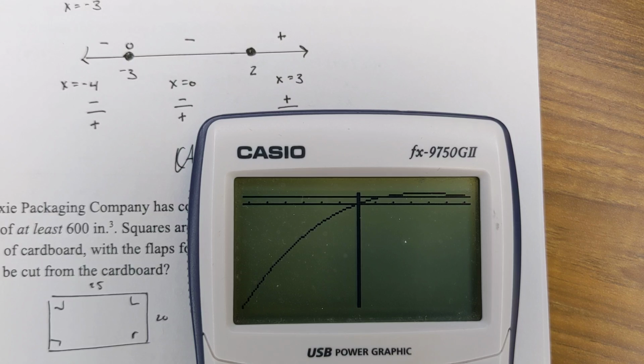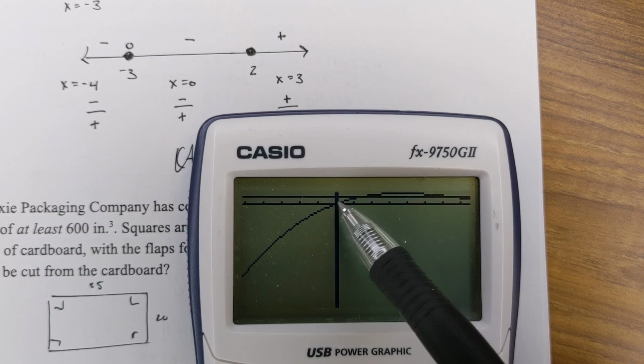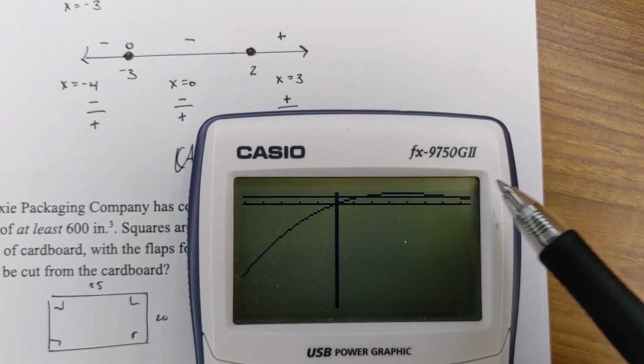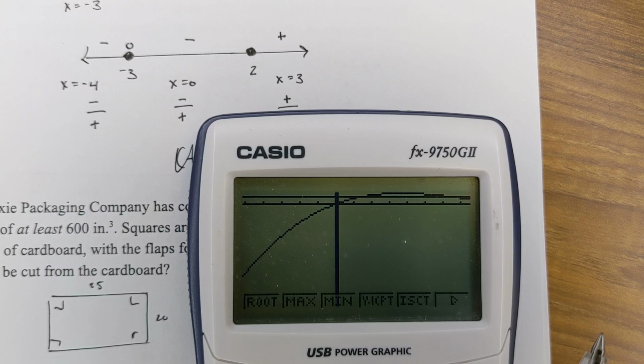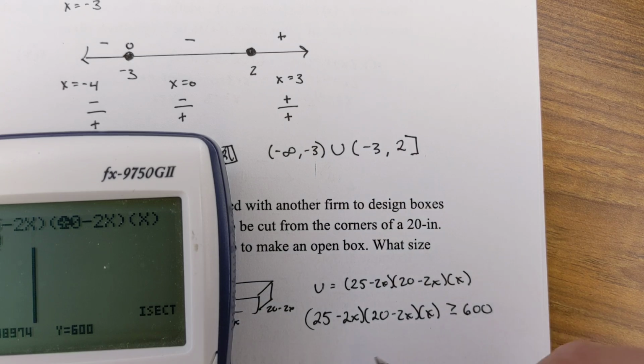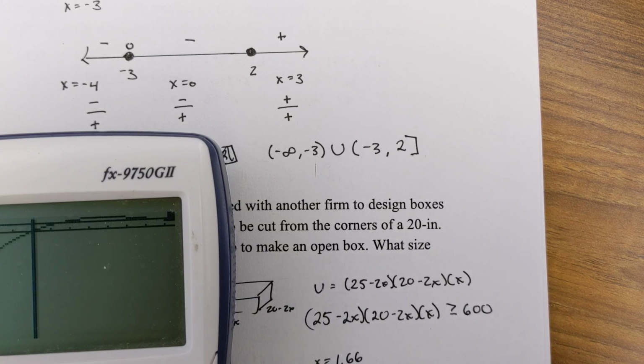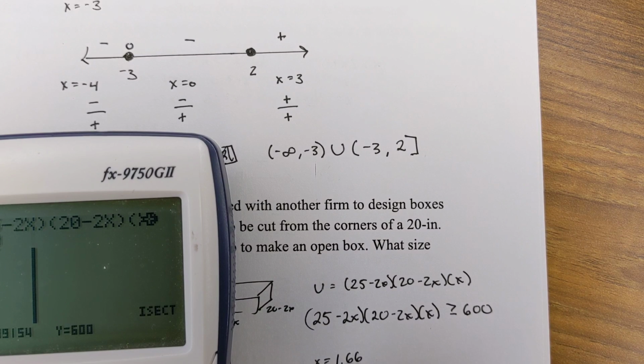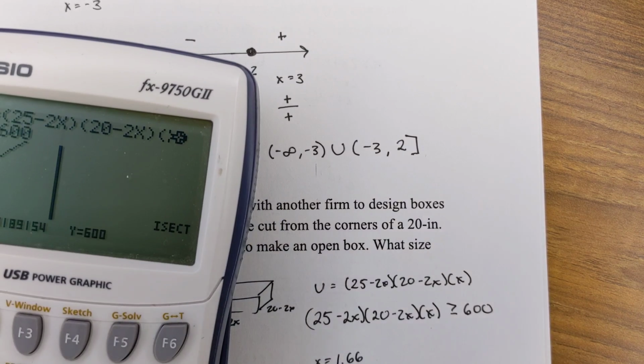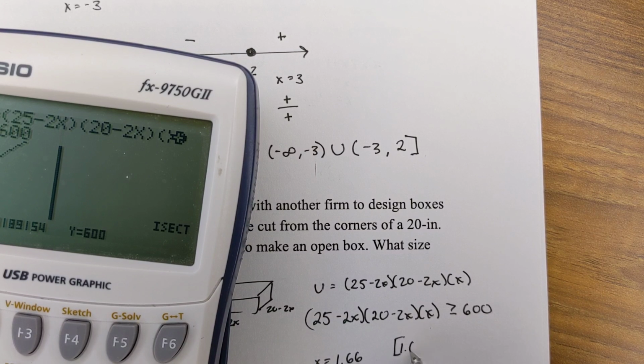So that parabola shape is the volume side, the straight line is the 600. I need to know when it is more than 600, so I need to find where those two lines cross each other, and it's going to have to be in between them, because that's where the curve is above the horizontal line. On a Casio, that's G-solve intersection. The smallest value is at x equals 1.66, and the largest value is at x equals 6.16. So any cuts in between those two values will give me a box volume of at least 600.